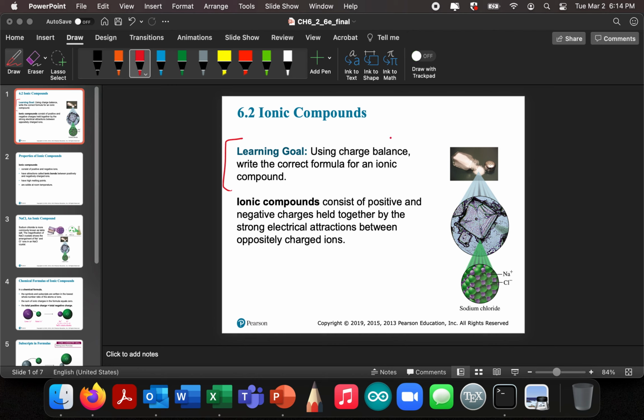Our learning goal is to consider charge balance. In other words, how are things going to match up? If we use charge balance, we're going to write the correct formula for an ionic compound. And we're going to also appreciate, maybe obvious already, that ionic compounds consist of both positive and negative charges held together by strong electrical attractions between the oppositely charged ions.